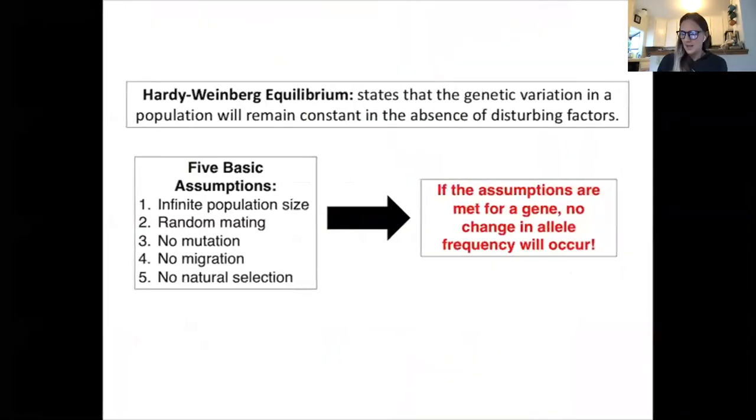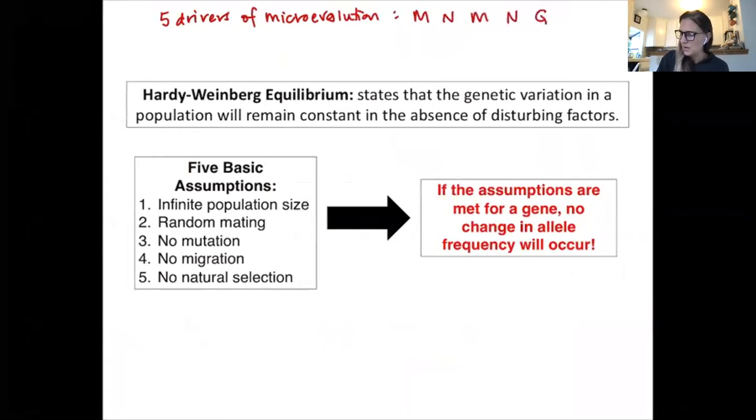So again, the 5 drivers of microevolution, evolution or changes in allele frequency are MNG. Mutation, natural selection, migration. What's the other N? Natural selection, migration, oh, non-random mating, and genetic drift, okay?